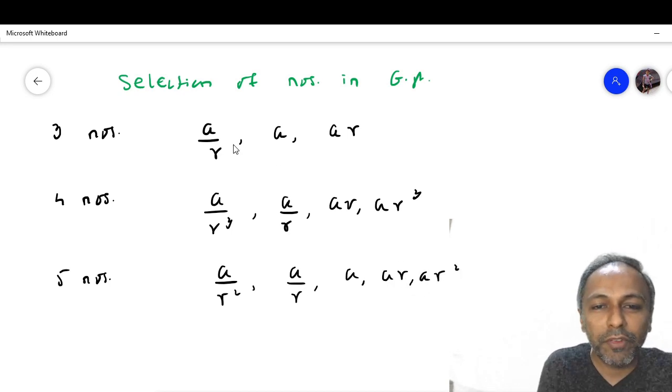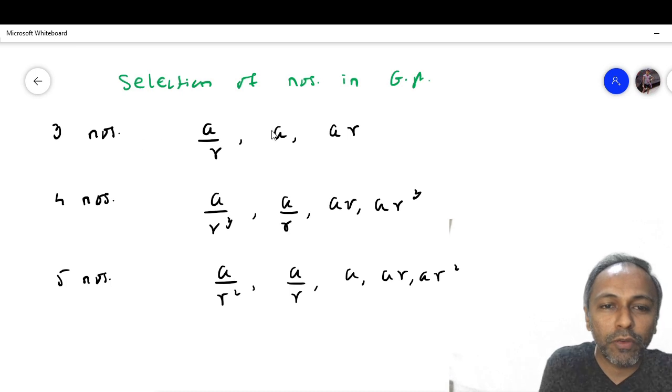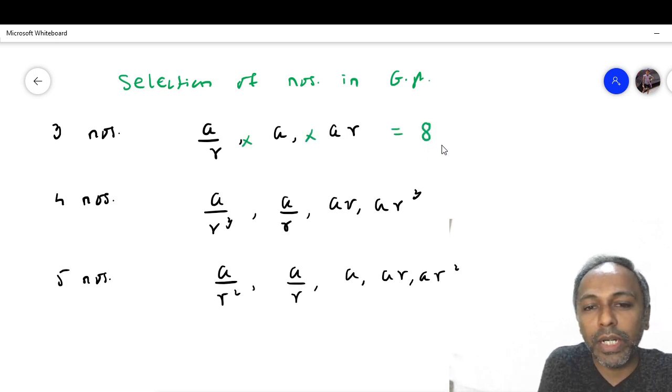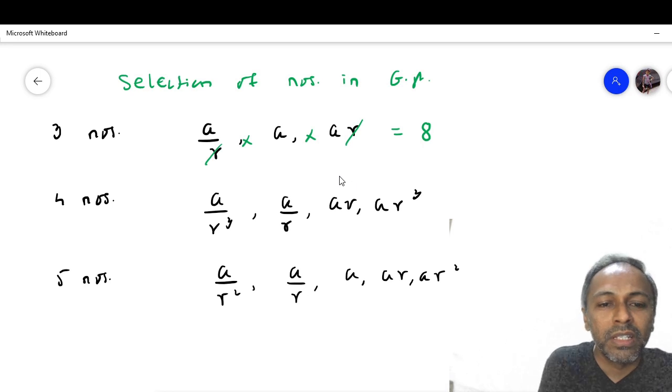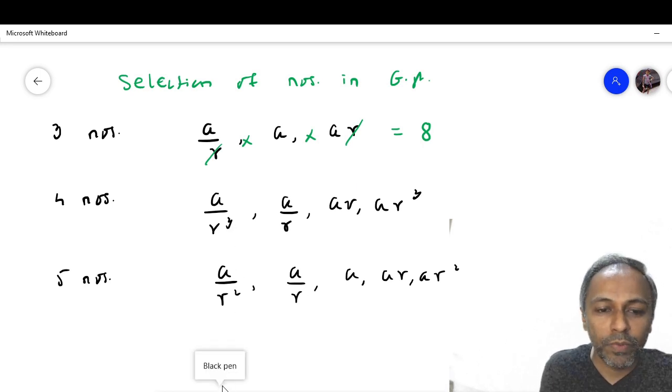The advantage is that if they give you data like product of three numbers is say 8, then product of three numbers is 8 will lead to multiplication of these three numbers and equating to 8. That will lead to cancellation of R and you can get A value after solving. Same applies with other numbers also.